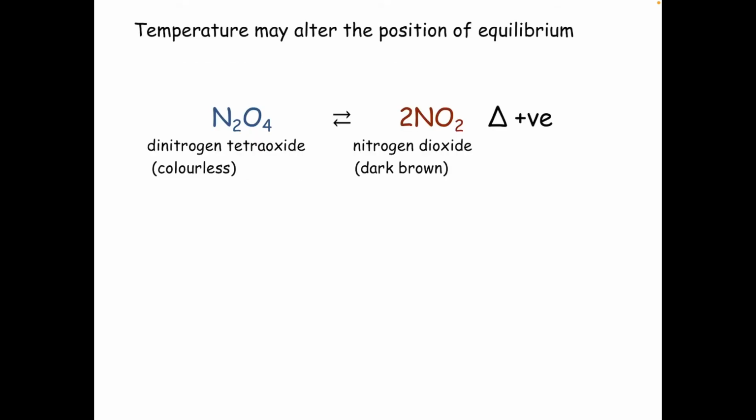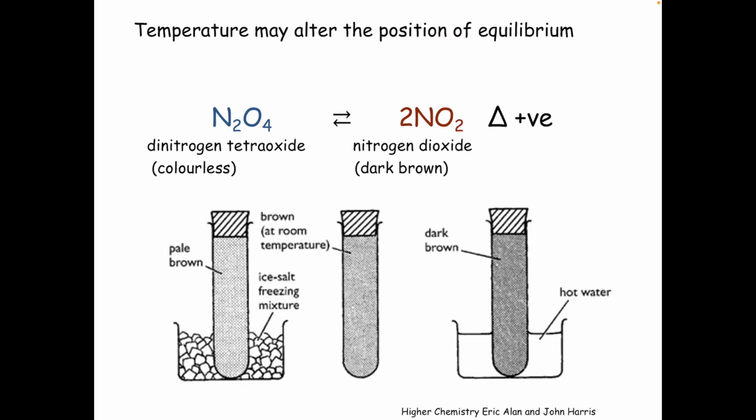So let's look at this one here. We're going to watch a short video on it and you're going to be able to see this actually happening. What happens is we've got dinitrogen tetroxide, N2O4, forming 2NO2. This is positive, this is endothermic. What you'll be able to see in the video is that the mixture is brown at room temperature.